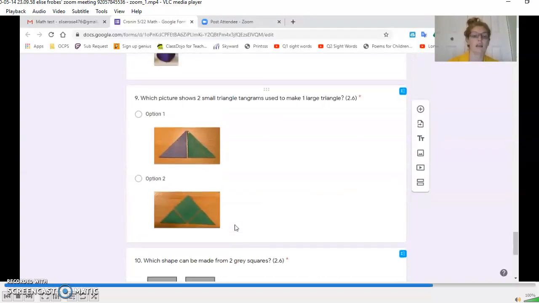Number 9 says, which picture shows 2 small triangle tangrams used to make 1 large triangle? Is it option 1, this picture, or the other picture, which makes a larger triangle? Pick your best answer.